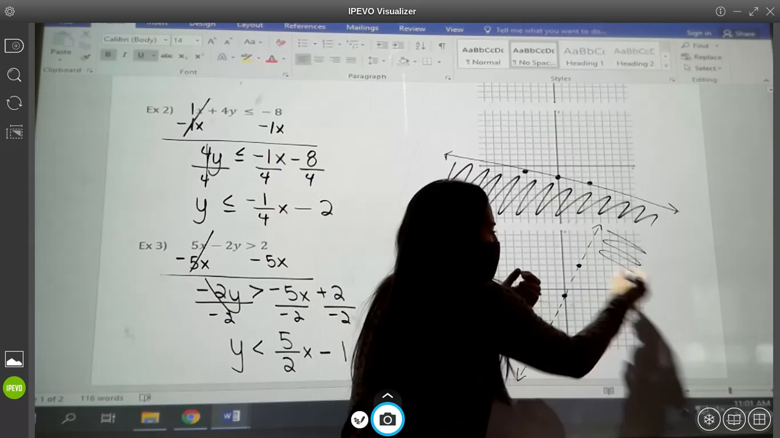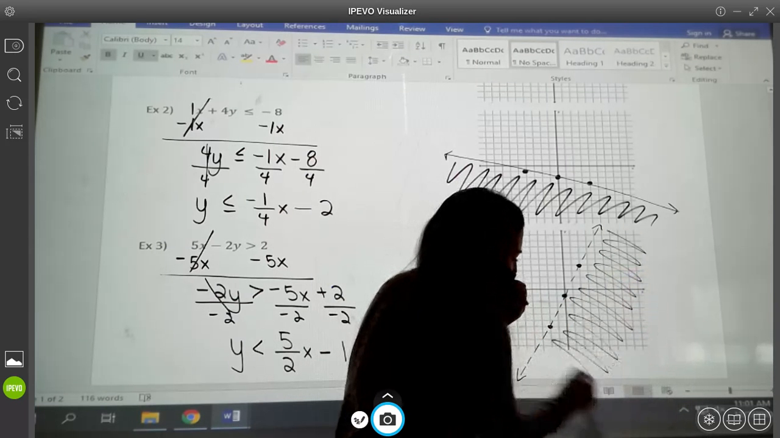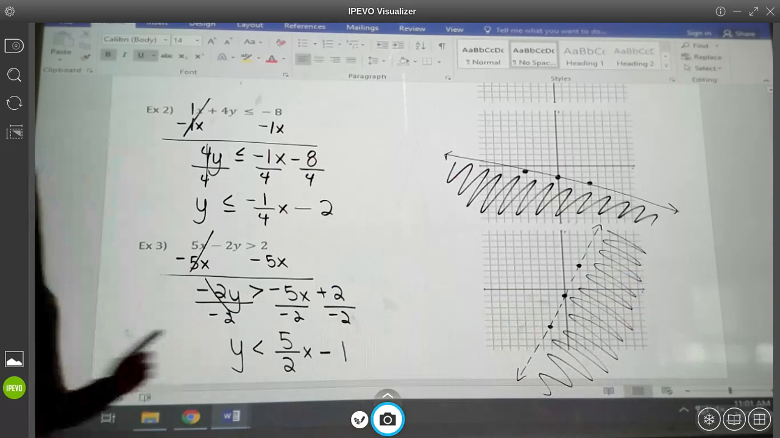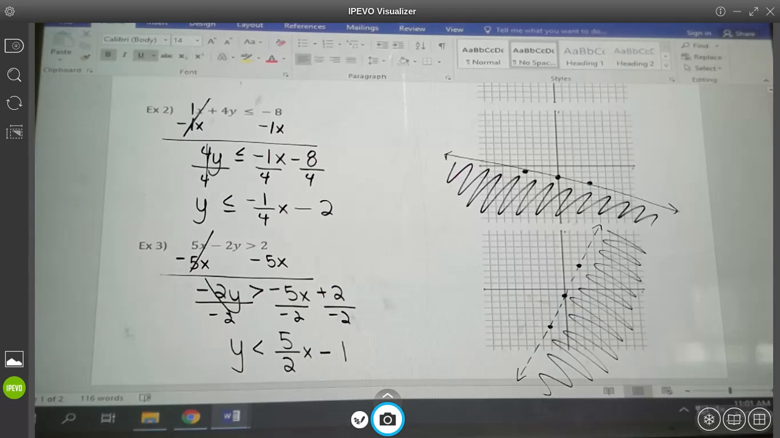Guys here, how do you feel about this? Is everything okay? Usually it's just the shading. The graphing, no big deal. Everybody graphs fine. It's the shading. Students really struggle to see which side to shade on. Guys at home, how are you guys feeling? Is the shading okay? Are we all good?